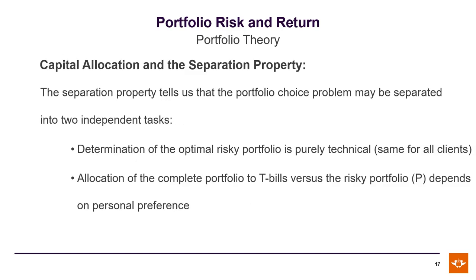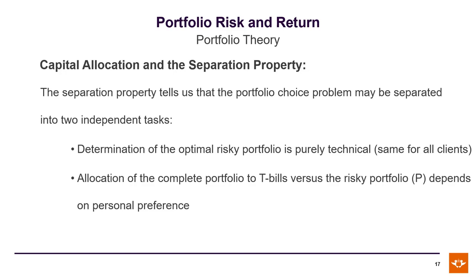So looking at the separation property, or the separation theorem, tells us that the portfolio choice problem can be separated into two independent tasks. So when we're looking at creating our portfolio and allocating capital, the optimal risky portfolio, the determination of that, is purely technical, because it's assumed to be the same for all clients. Allocation of the complete portfolio, that is the combination of risk-free assets and the risky portfolio P, is dependent on an investor's personal preference.